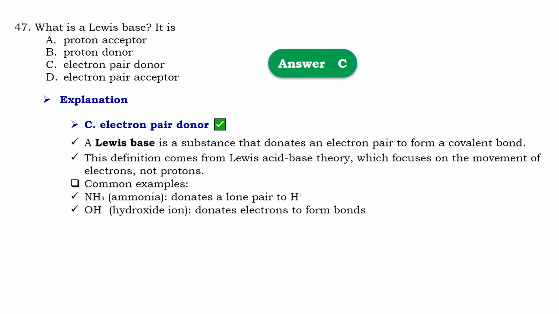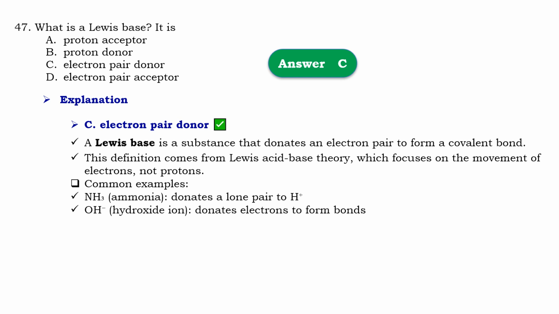So substances we call Lewis bases donate electron pairs and form covalent bonds. This definition comes from Lewis acid-base theory, which focuses on the movement of electrons, not protons. For a common example, ammonia donates a lone pair of electrons.